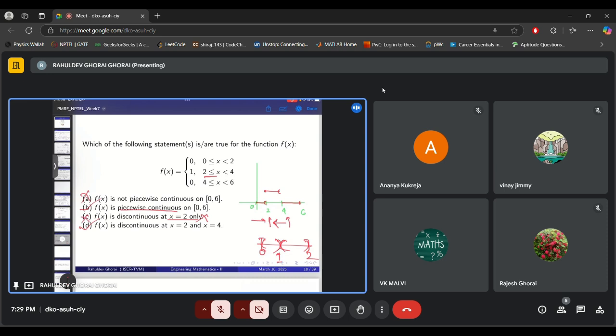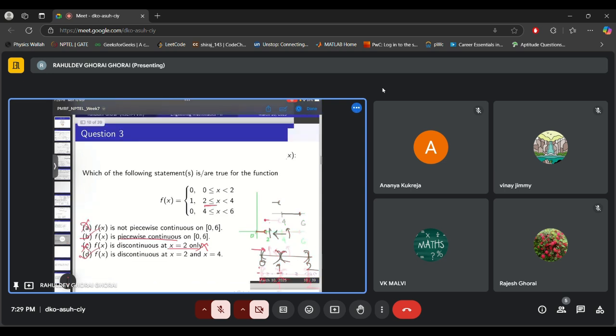So a and c are not correct, so b and d will be correct. These discontinuities are mainly because of a jump. We have discontinuity, but their one-sided limits will be equal. So it's right continuity, left continuity. You can talk about those, but you cannot talk about actual continuity. Okay, so that's all for this question. I hope you all understand.